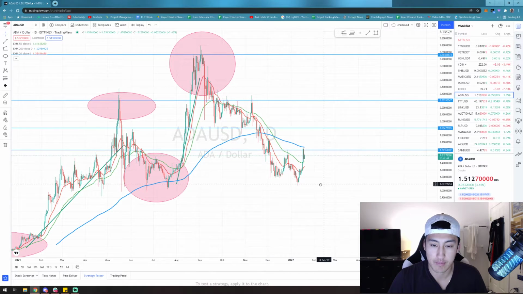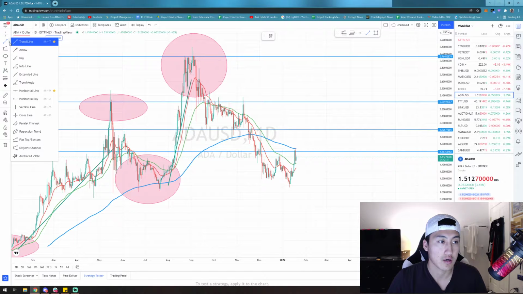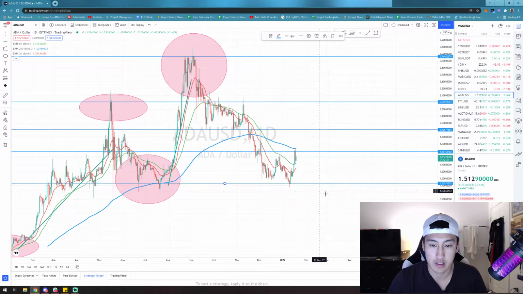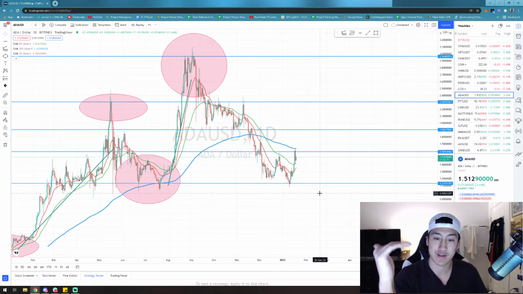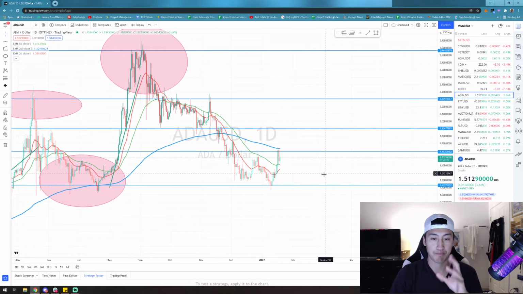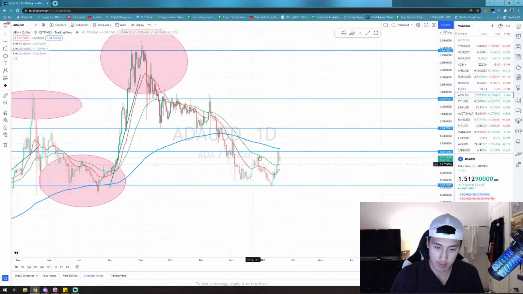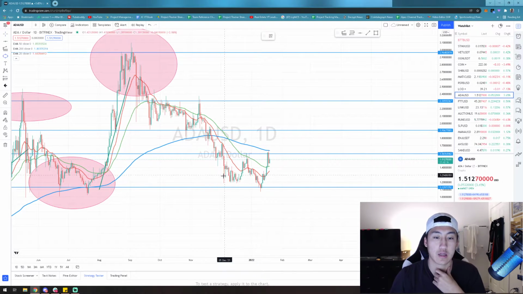So this is some consolidating that's going on here, right? Let me draw out my support and resistance. Sorry, not horizontal resistance, that's kind of weird to say. But anyways, we have some consolidating here. It's bouncing back and forth between the support and resistance, so it would be safe to say that this is another accumulation.